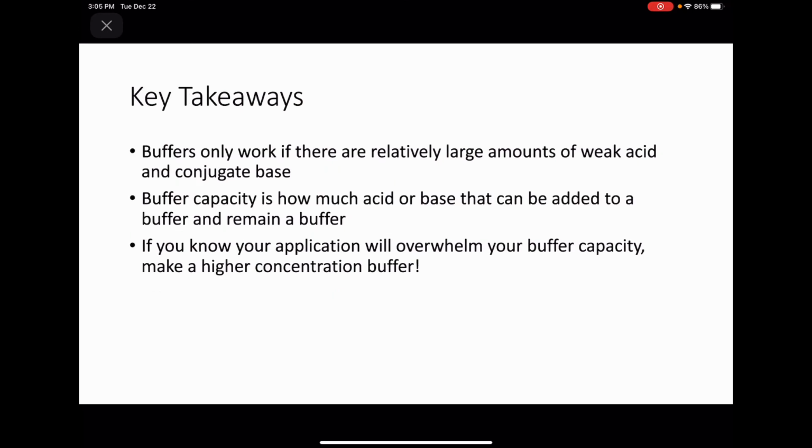So our key takeaways here: buffers only work when we have conjugate base and weak acid, and enough of it to be able to react away with whatever acid or base is added. The number of moles of the acid and conjugate base is what dictates the buffer capacity, its ability to accept acid or base and still hold the pH constant. And buffers are very practical. So if you know that you're going to end up adding more acid than your buffer can handle, just make a stronger or a higher concentration buffer.